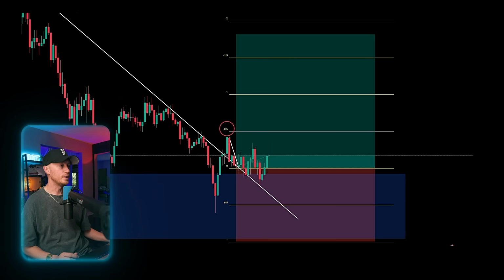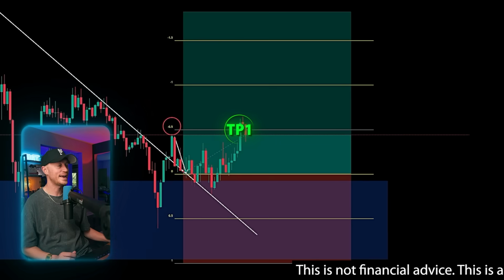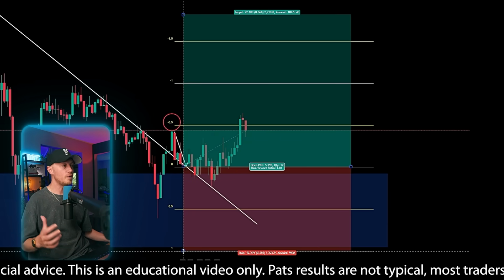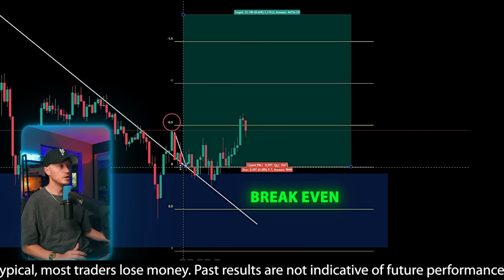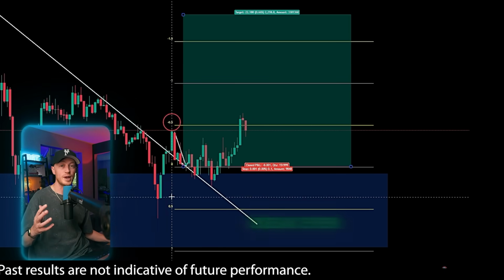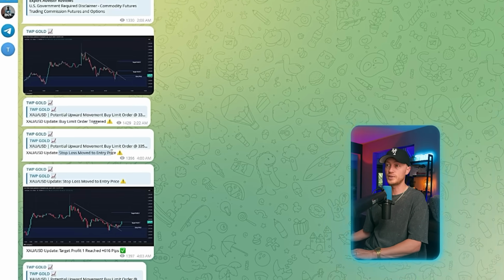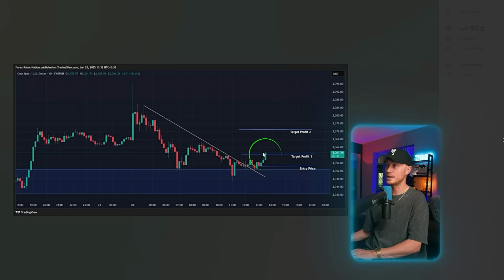We come and we hit that 0.5 right about there with that big candle, smashing my take profit 1. At this point, I've made some profit, and I could take my stop loss and pull that all the way up to break even. So this is now a risk-free trade. And you can see here in the Gold VIP room, this is exactly what I did. Moved that stop loss to the entry price right about the time where I hit my take profit 1.